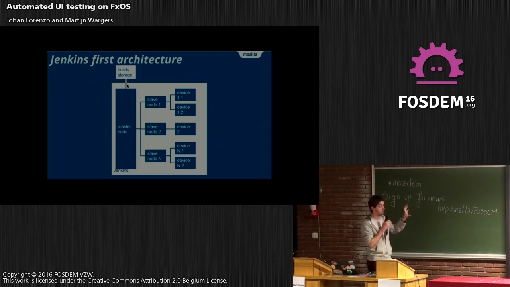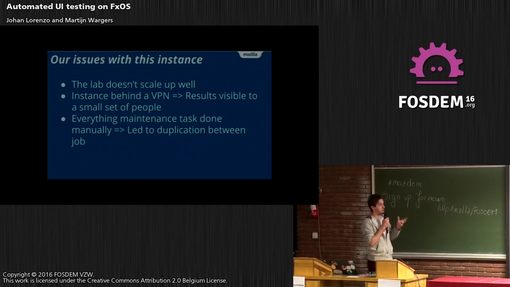So Jenkins solved this job distribution very easily, like it's all embedded in the system. However, we had a couple of issues. First, the lab doesn't scale well. Each time you need to add a device or two devices, you add a new machine, which could be a bit smarter. Also, we are an open source company, but our instance is behind a VPN, and few people have access.